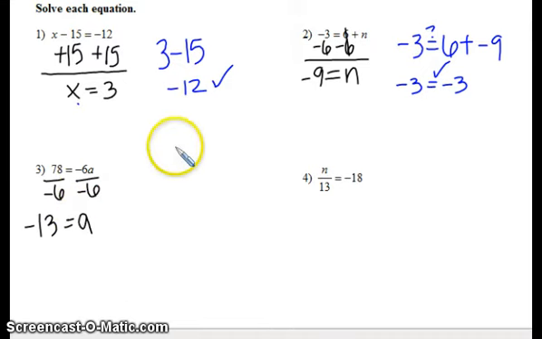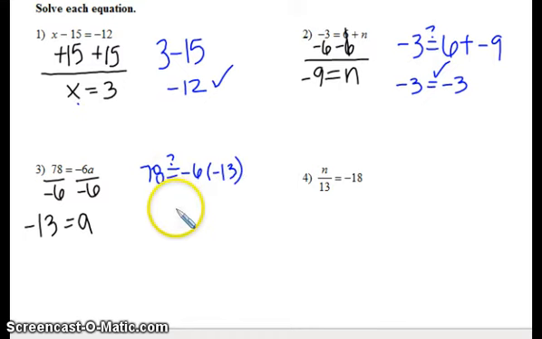When I check that, this says that 78, hopefully, I'm not sure yet, will equal negative 6 times negative 13. And when I type negative 6 times negative 13 into my calculator, I do get 78, so I'm good.